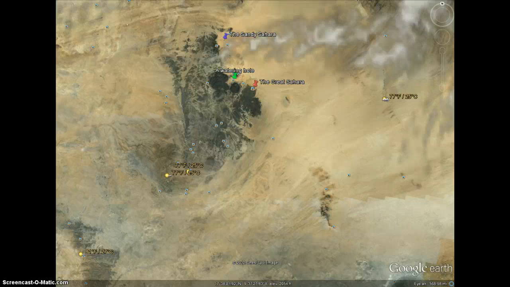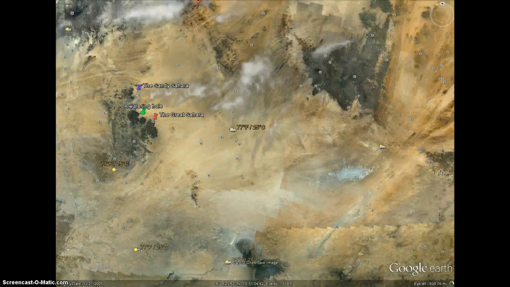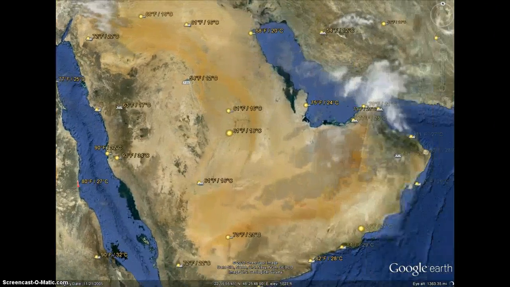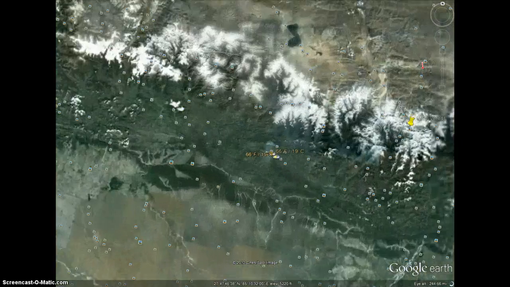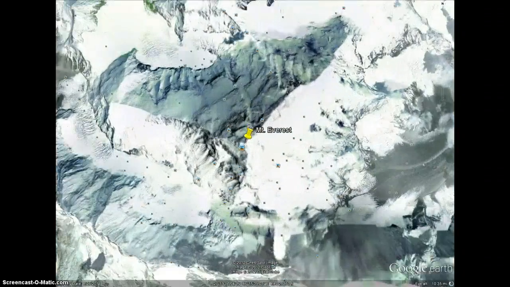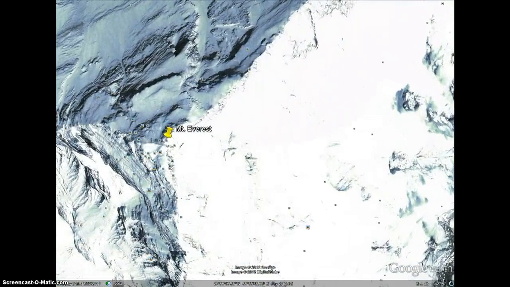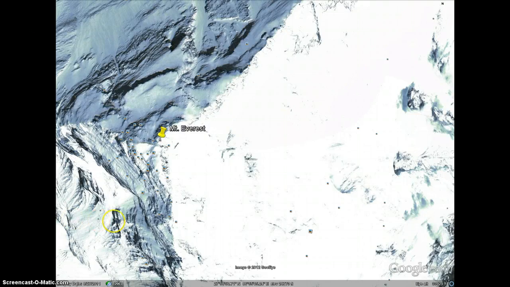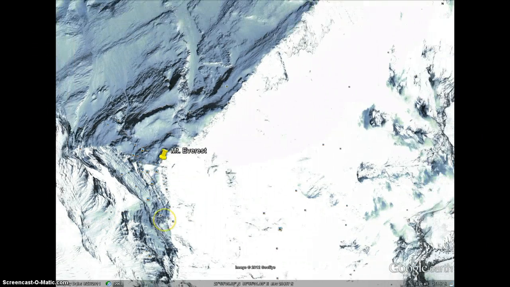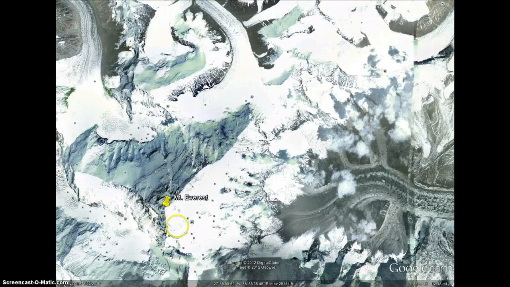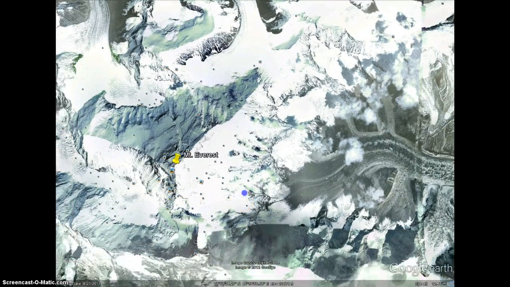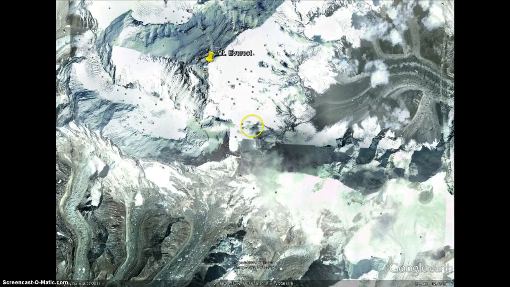Alright, let's go on to our last destination. It is a mountain environment. Whoa, it looks like our mountains in the winter. There's lots of snow. Have you ever climbed a mountain with lots of snow on it? I bet that would be very hard.